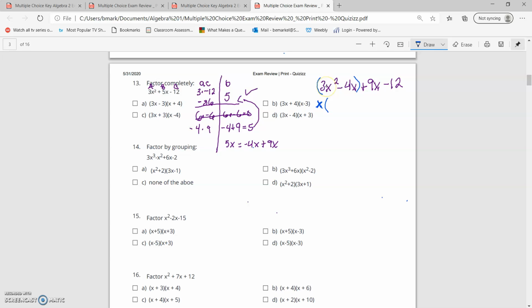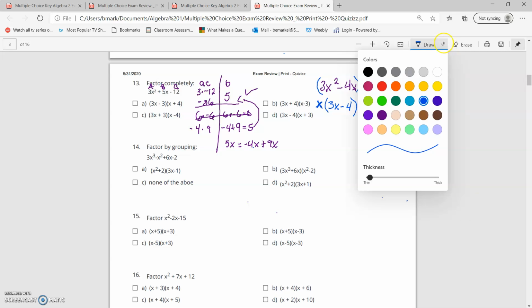x times what to get to 3x squared? Well, I still need the 3. And then to go from x to x squared, I'd have to multiply by an x. And then x times negative 4 will get me negative 4x. And I do the same thing with the other side.